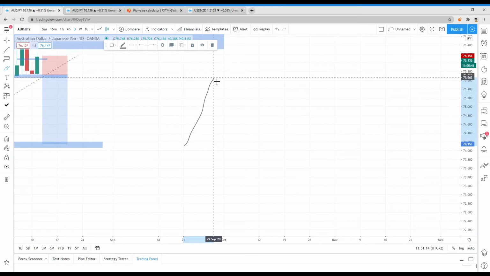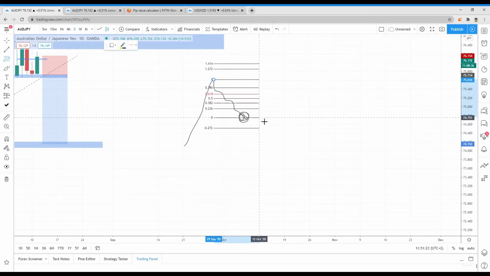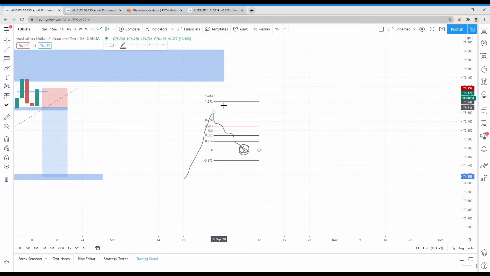So after a push, what do we have? A retracement, and when the retracement is completed, you can use the fib retracement tool to measure the retracement from the beginning to the end and set your take profit around this area here.